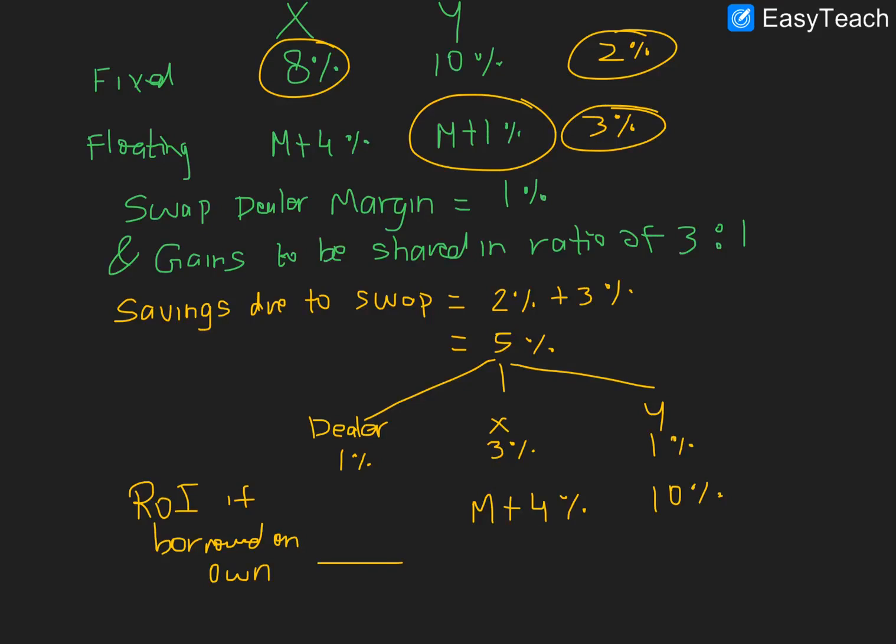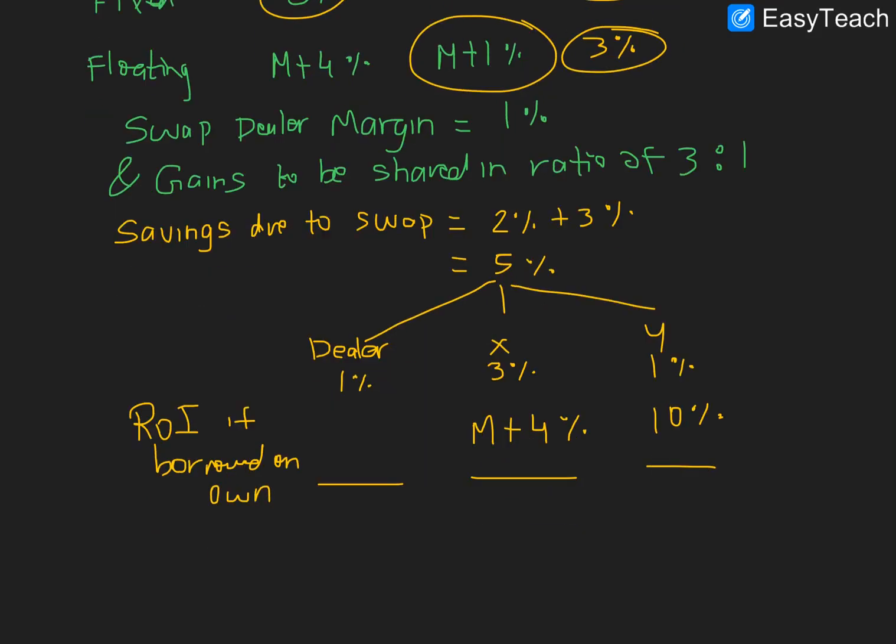So net cost, if I say net cost after swap, obviously the dealer should be having a 1% gain, because there is no borrowing cost for the dealer, because he is just a dealer, he's just going to get the brokerage of that portion.